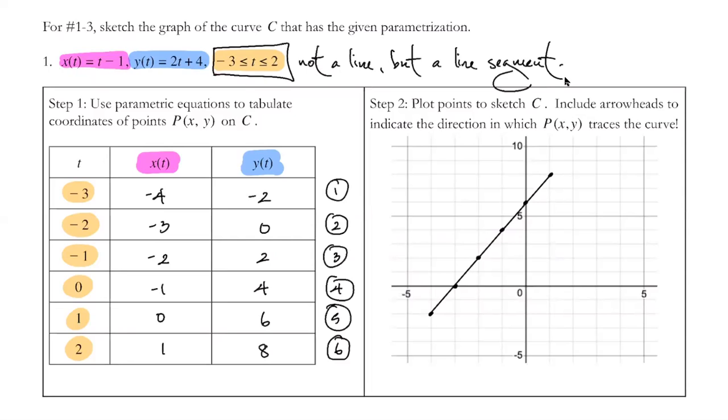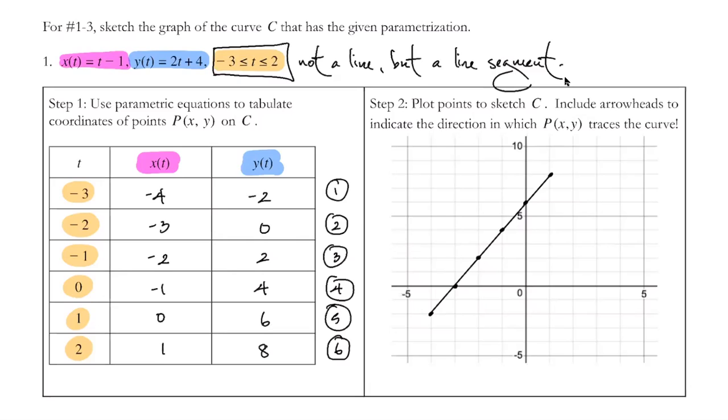So let's say on the exam, you fill out your table, you plot your points, and then you submit your work like this. This is not full credit. Okay. What am I missing? What are we missing here? Yeah, we're missing arrowheads.